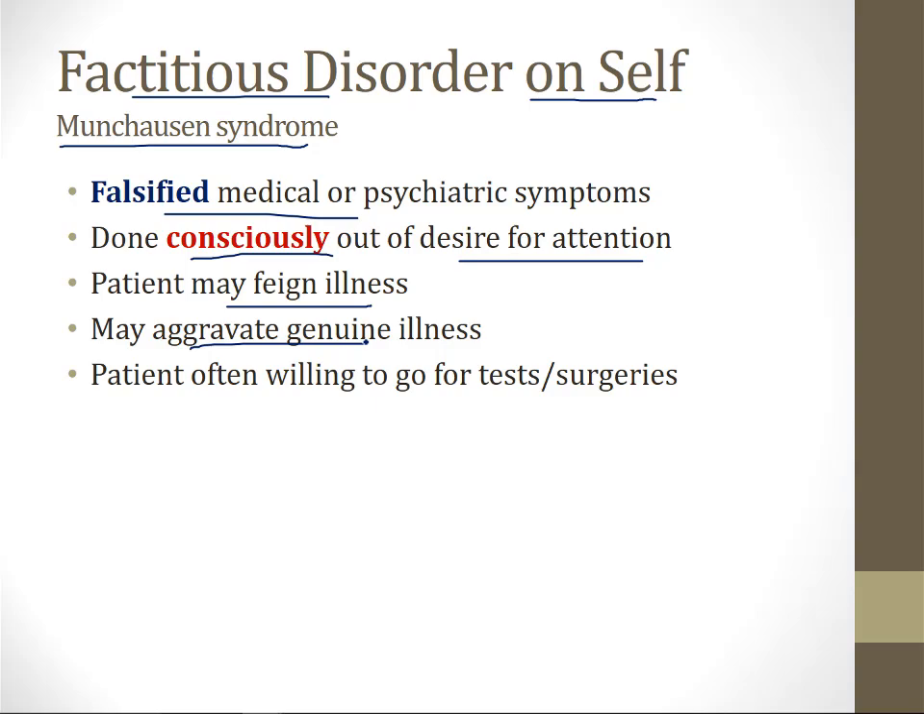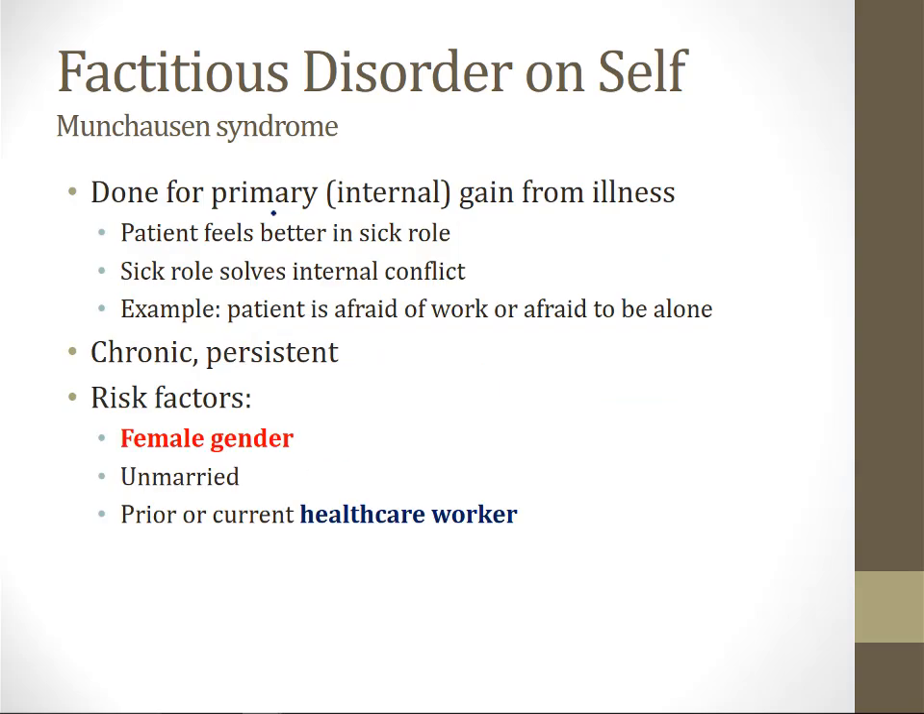And patients who have this condition are often willing to go for tests or surgeries because they like the medical attention that they get from having the falsified condition. Munchausen syndrome, or factitious disorder on self, is done by the patient for primary gain from illness. And by primary gain, I mean an internal gain. So the patient feels better in the sick role, and the sick role may involve some type of internal conflict.